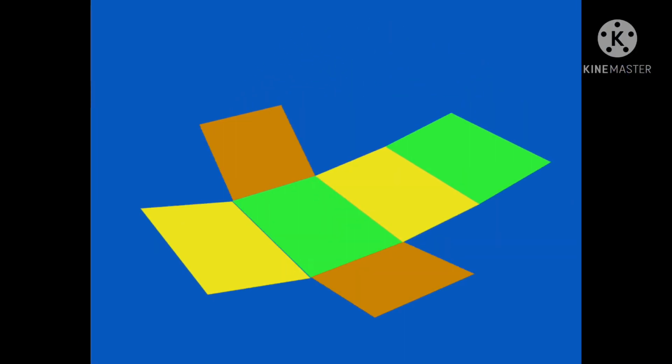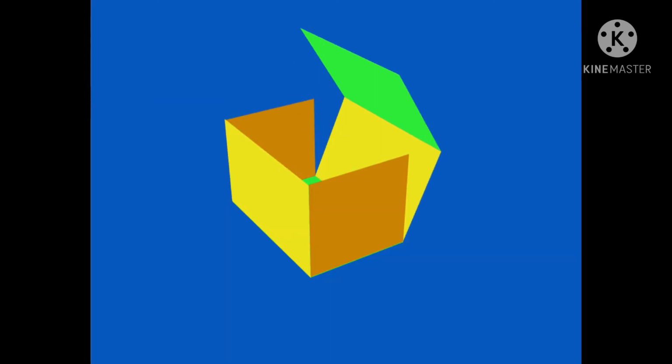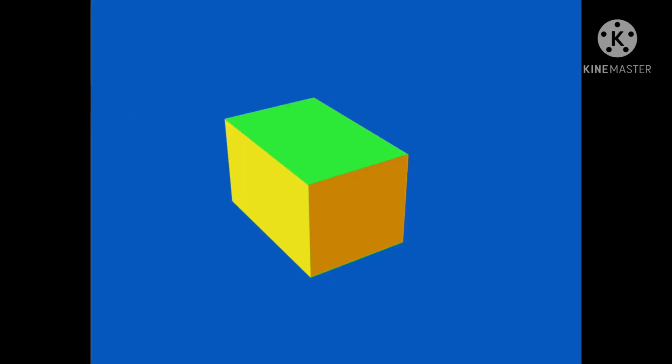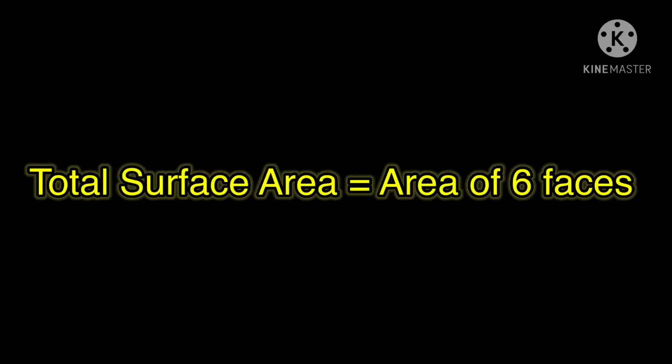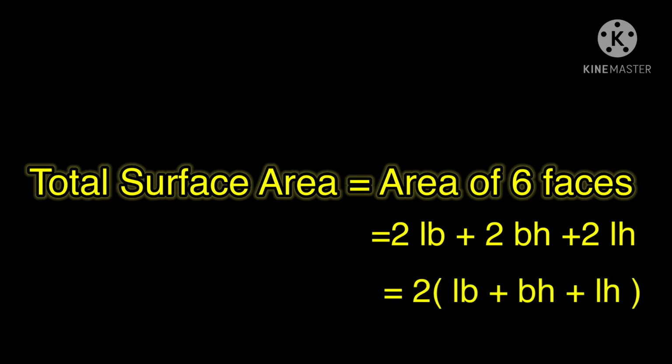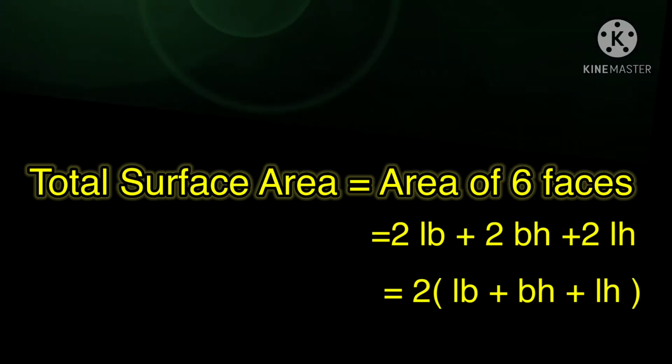And now to find the total surface area of the cuboid, we need to find the area of these 6 rectangular faces. We know that base and top are congruent, the side walls are congruent, front and back are congruent. So the area of these 6 faces will give us the total surface area, which is equal to 2 into length into breadth plus 2 into breadth into height plus 2 into length into height. So by taking 2 common, we get 2 into (length into breadth plus breadth into height plus height into length), or we can say length into height.